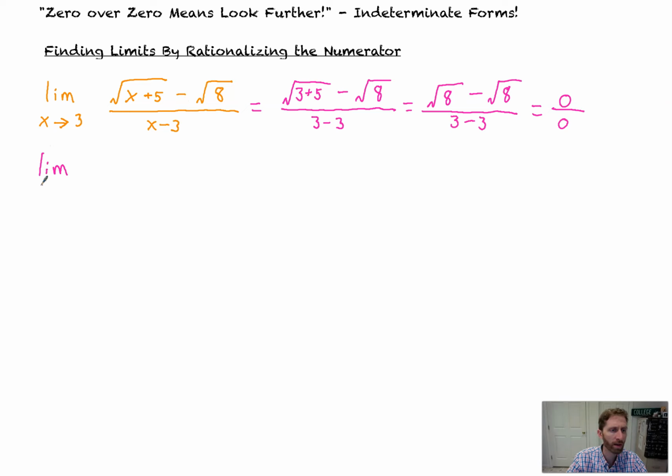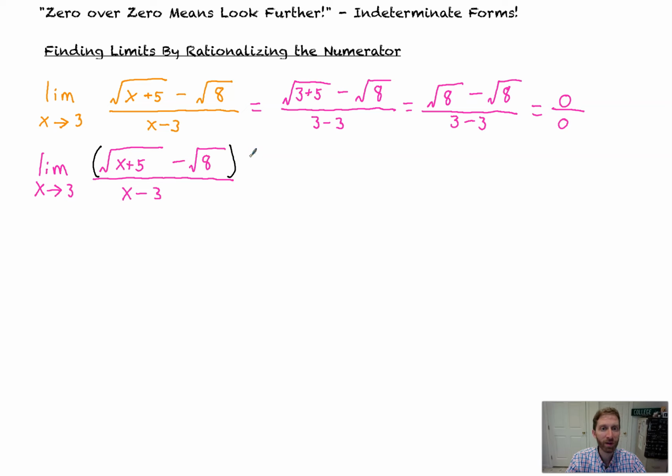Well, I'm going to rewrite it. We're going to get the limit as x goes to 3 of the square root of x plus 5 minus the square root of 8 all over x minus 3. And what we're going to do is something that you've been taught to not do, which is put a radical in the denominator. Why? Well, it's not that we're putting a radical in the denominator. It's more that we need to get rid of the square roots up here. So when you see those square roots, you've got to get rid of them. We're going to multiply by what is known as the conjugate, which is this plus that. And that's going to create something very cool.